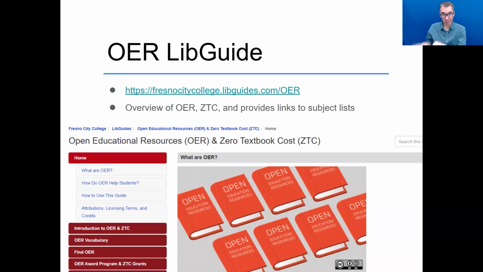We do have a short list of where to find OER and some subject lists in there, but it's also a good place for introduction to different OER concepts, vocabulary, and some information about our award programs as well.